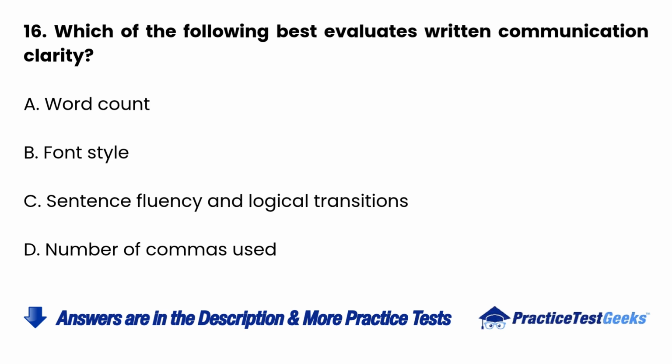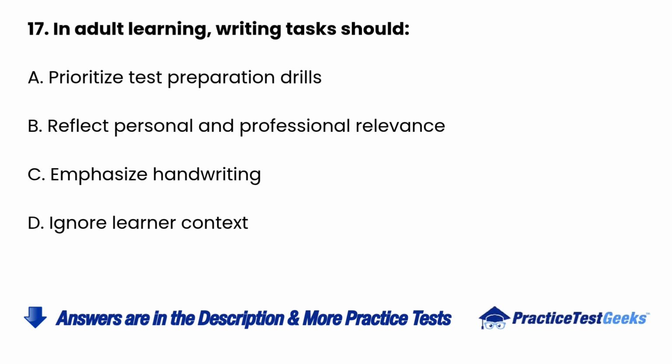A. Word count. B. Font style. C. Sentence fluency and logical transitions. D. Number of commas used. 17. In adult learning, writing tasks should: A.